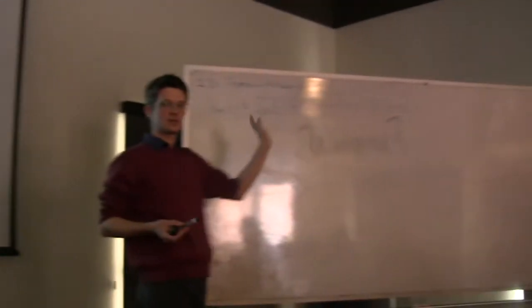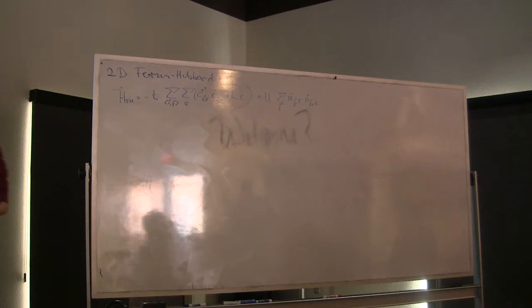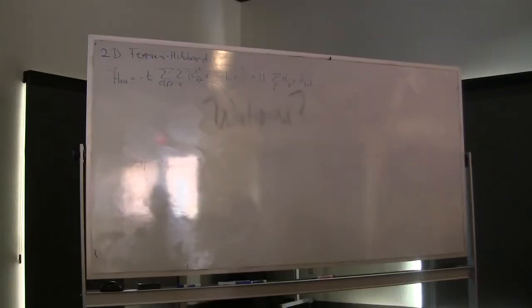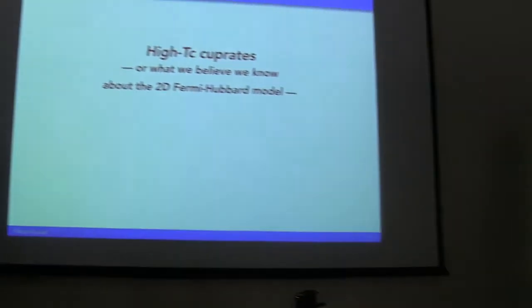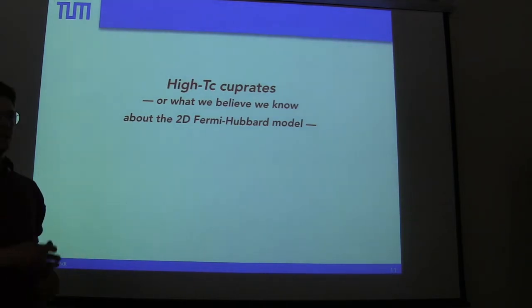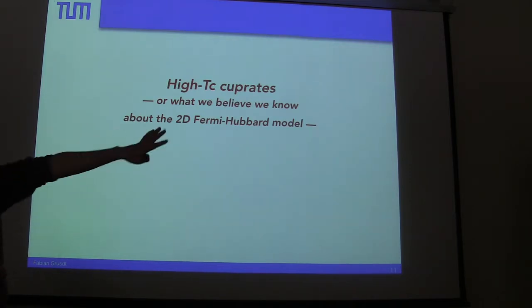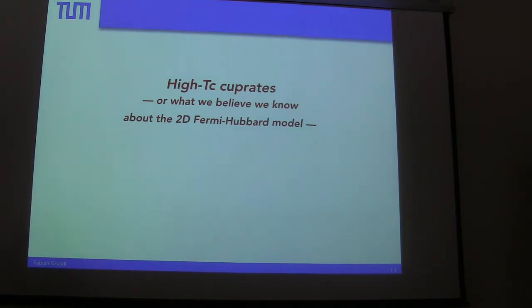It looks exactly the same as this 1D one, except that these guys are vectors, and we look at the 2D square lattice. And most of the things we know, or we think we know, about the Fermi-Hubbard model in 2D come really from the studies of high TC cuprates. Of course, some limiting cases are pretty well known, but many of the interesting features are widely believed to be true because these models are believed to describe these high TC superconductors.